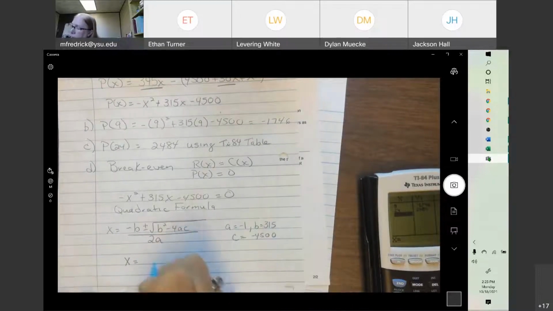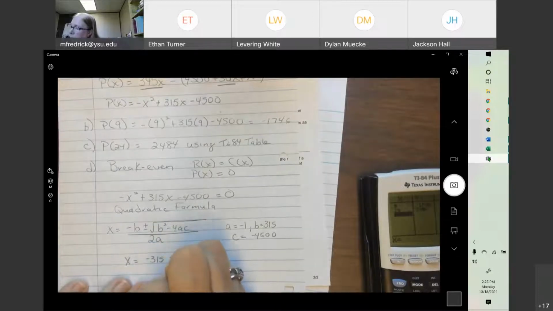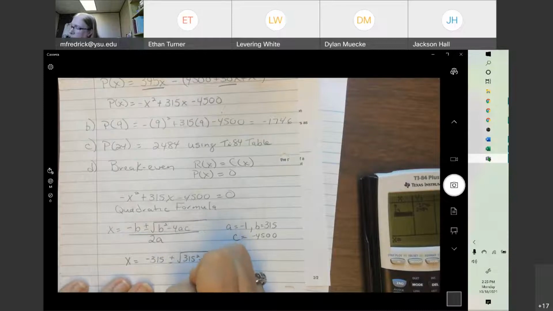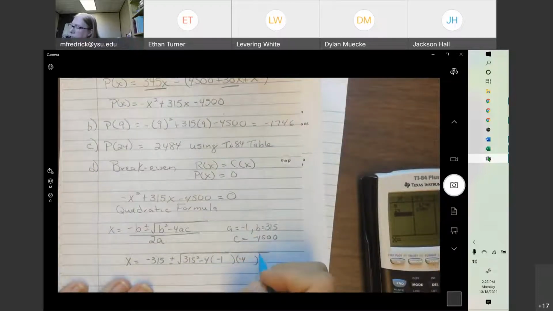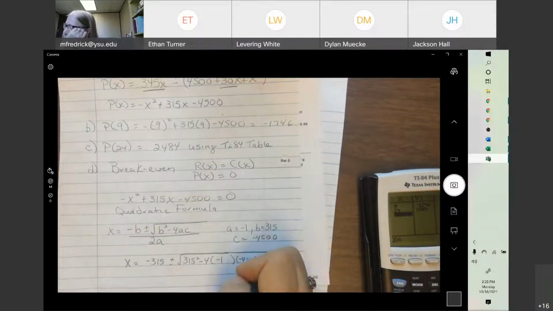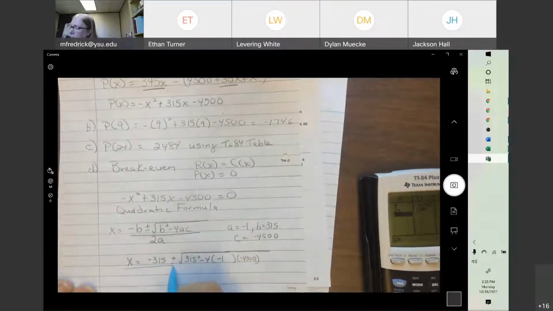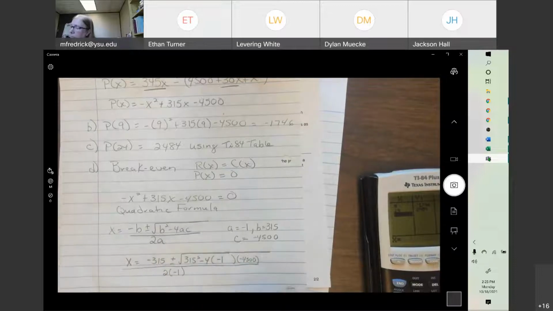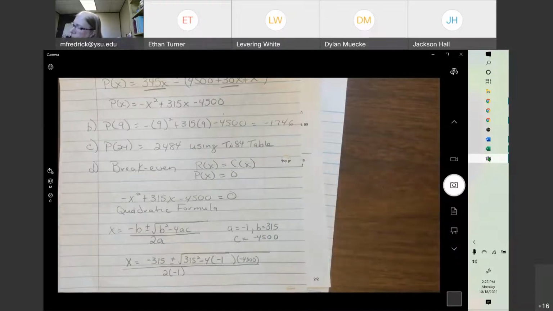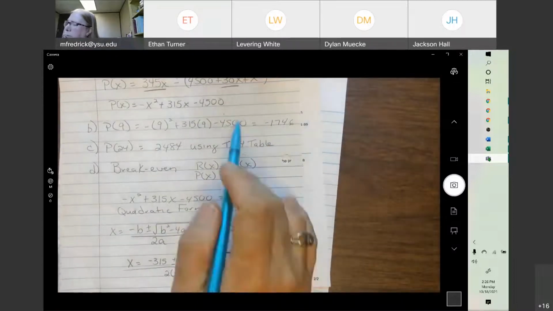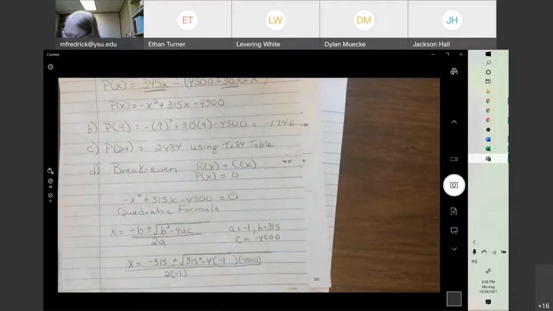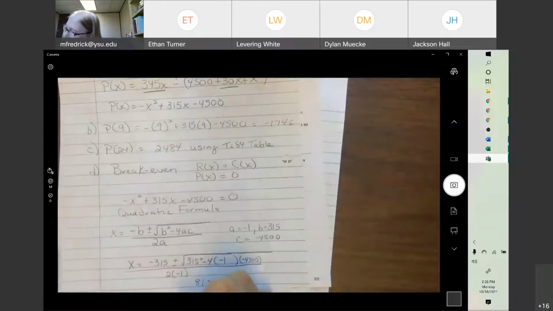Negative 315 plus or minus the square root of 315 squared minus 4 times a times c. A is negative 1, c is negative 4,500, all over 2 times a. I was thinking this was positive, but it's not. Calculate inside the radical first. And we get 81,225.